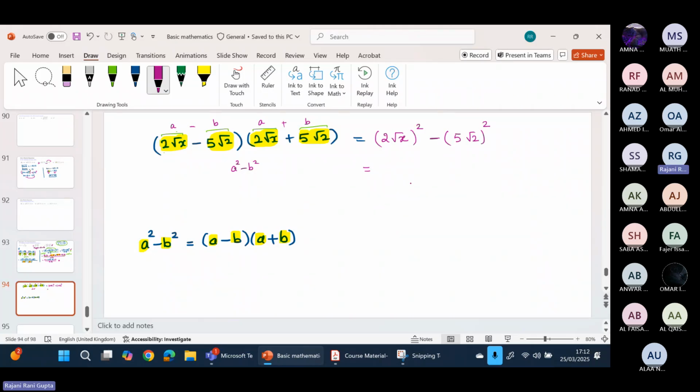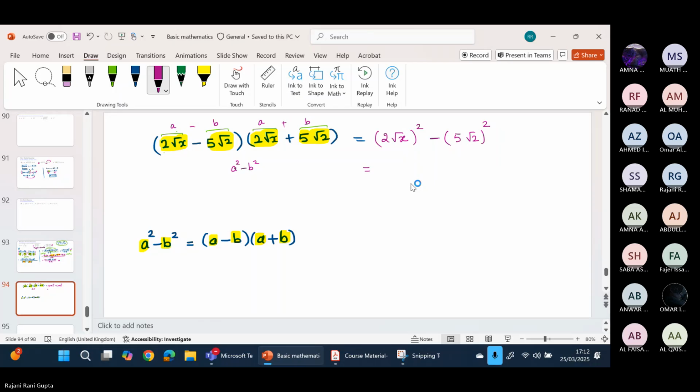Can anyone tell me the value? This is the last thing from me. No one? Difficult?